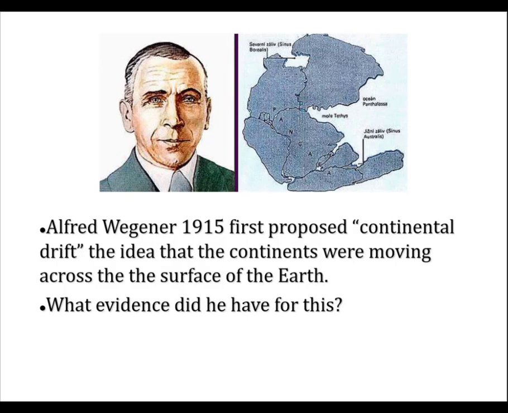Nowadays that's kind of a given, and none of us really have any issues with that. But in 1915, if you're going to say that continents are moving, you better have some pretty good evidence for it. So let's take a look at the evidence that Wegener had for this idea of continental drift, because this also provides us with evidence for plate tectonics, right?